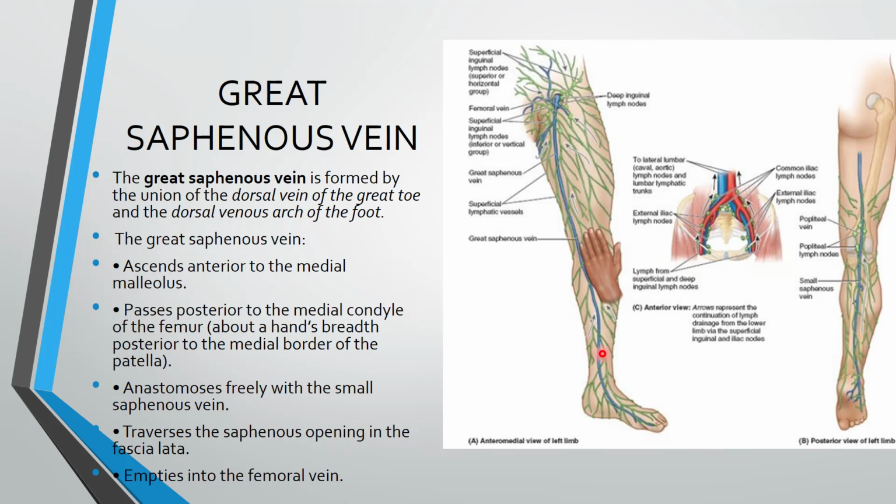Then the great saphenous vein will ascend upward and it passes posterior to the medial condyle of the femur. See here, this posterior is again very important. This is posterior to the medial condyle of the femur and this is about 1 hand breadth posterior to the medial border of the patella. This great saphenous vein will anastomose with the small saphenous vein. It will traverse the saphenous opening which is present in the fascia lata.